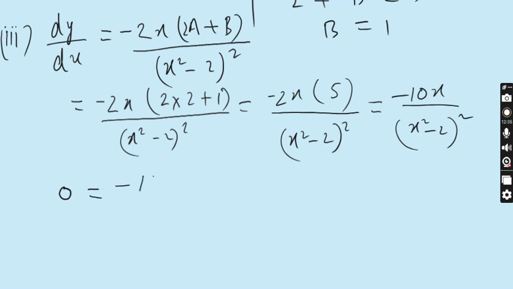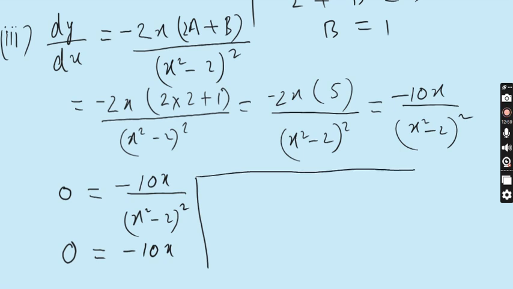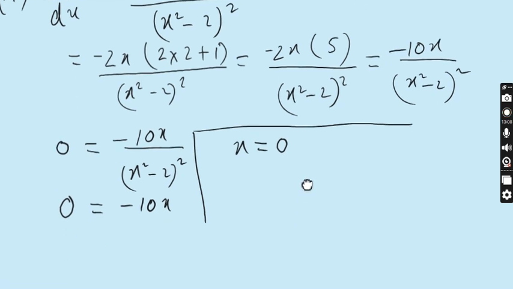0 is equal to negative 10x upon (x² - 2) whole squared. The whole (x² - 2) squared is divided on this side, so it should be multiplied by 0, and something multiplied by 0 is 0. So 0 = -10x, and minus 10 should be divided from 0. We get the value of x is 0, because 0 upon something is always 0. This is x = 0.